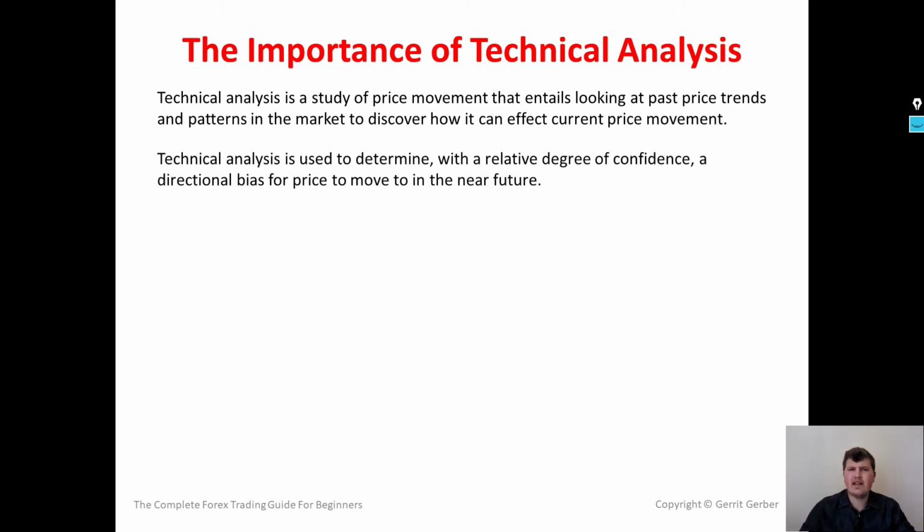Now, technical analysis is used to determine, with a relative degree of confidence, a directional bias for price to move to in the near future.